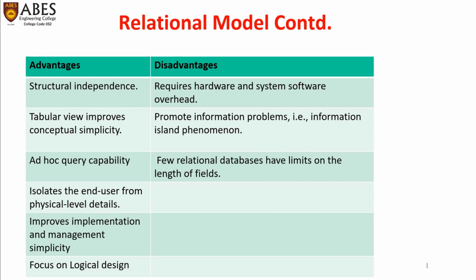Tabular view improves the conceptual simplicity. Means in a network model, we are representing the database in a graph form, but in a relational model, we are representing our database in a tabular form. In a tabular form, it is very easy to understand.